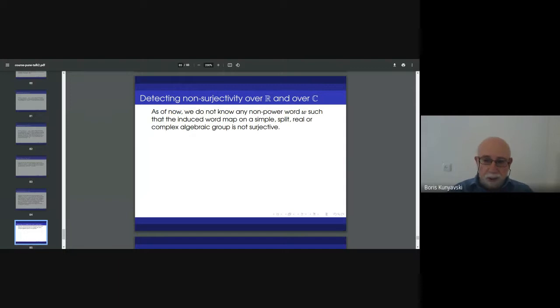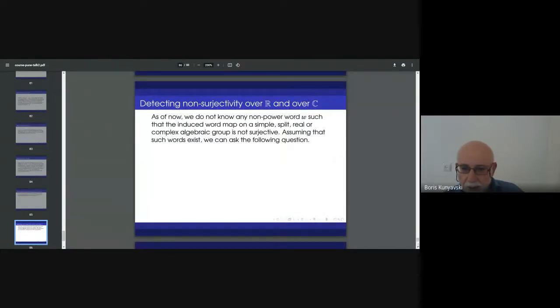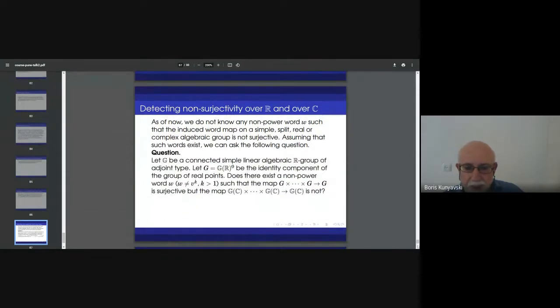An interesting question is whether this can be detected over R. Let me make this more precise. What's the question? So we consider, once again, a connected simple linear algebraic group of adjoint type. Consider the identity component. We consider non-power words and assume that the real map is surjective. Can it happen that the complex map will not be surjective? So, is such a situation possible?